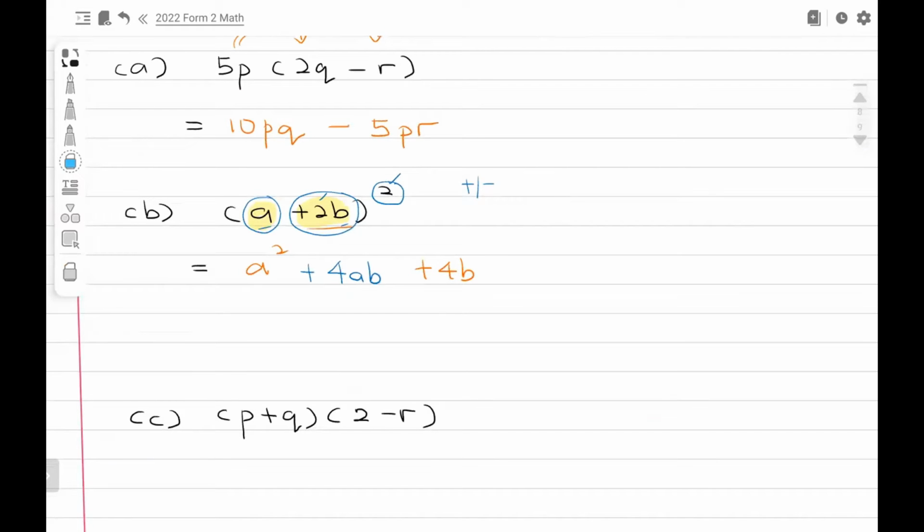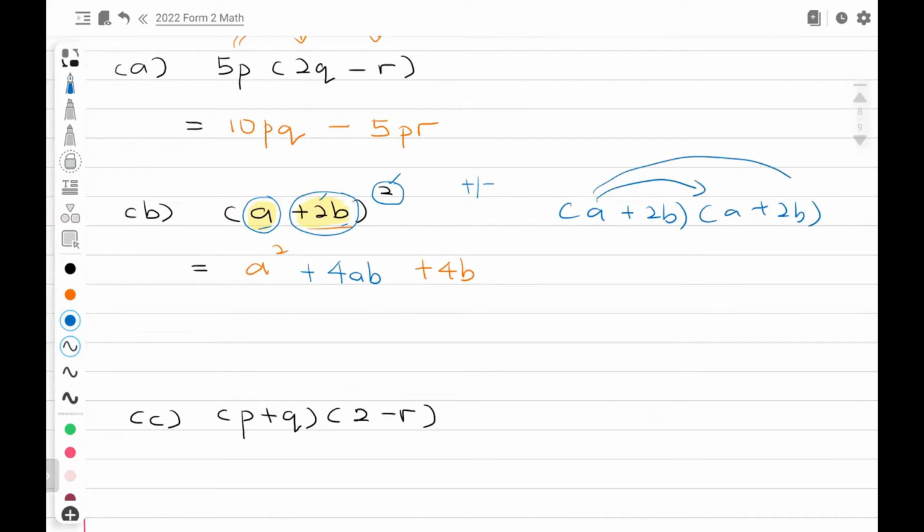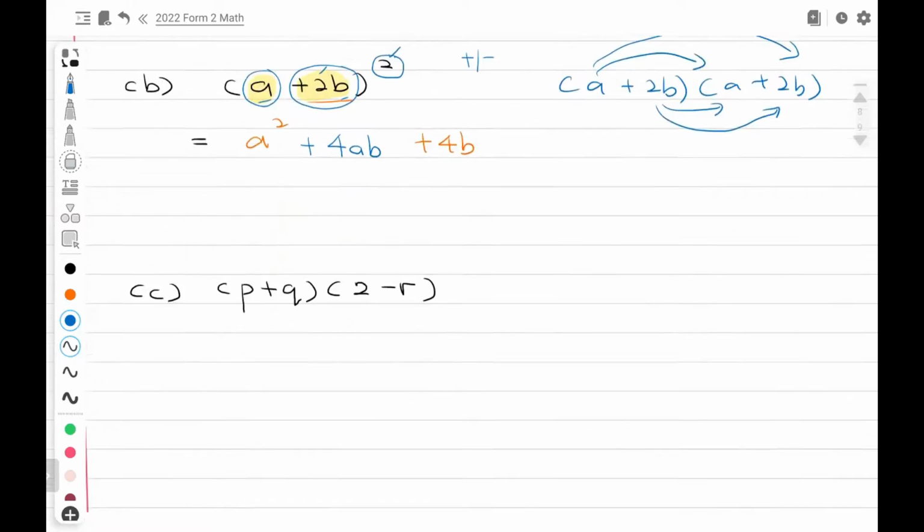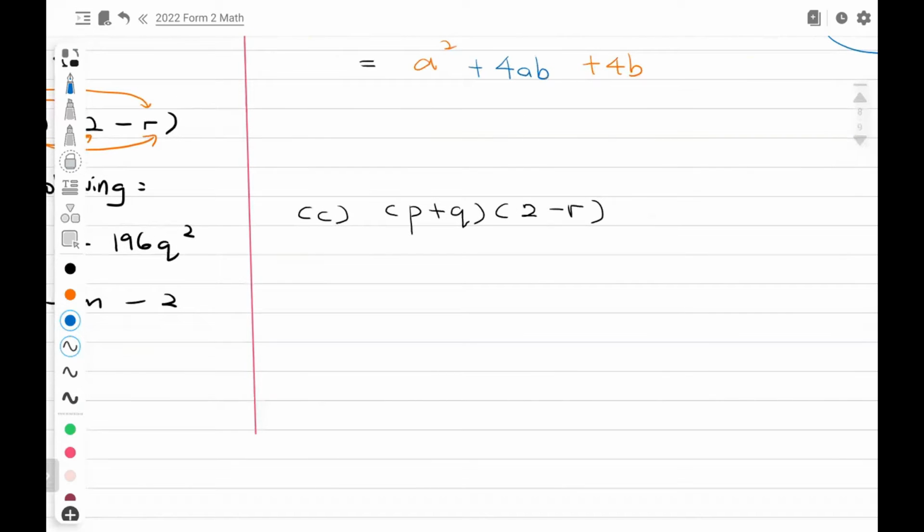Alternatively, you can use the manual way. You times it manually. A plus 2B, then A plus 2B. Multiply 4 times, also can. You get back to the same answer. And for C, you have to times it manually because the terms are totally different.